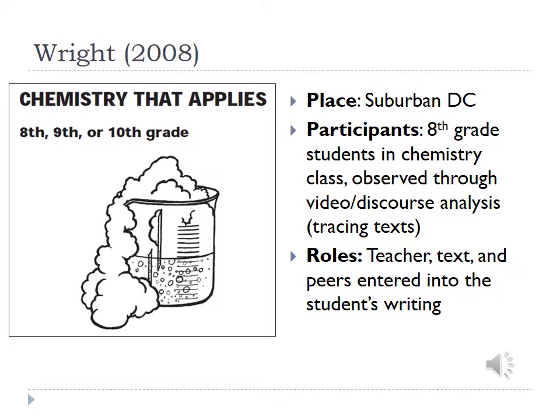The study that you read about was a video ethnography that took place in a suburb of Washington, D.C. The researcher video recorded and transcribed the verbal and nonverbal interactions of 8th grade students in a chemistry classroom. She looked at how written texts were created over the course of the enactment of the chemistry unit. In tracing the text through the interactions, she found that the teacher, text, and peers all played a role in students' writing. Oftentimes, written texts are seen as individual efforts, as one student creating a piece of writing alone.